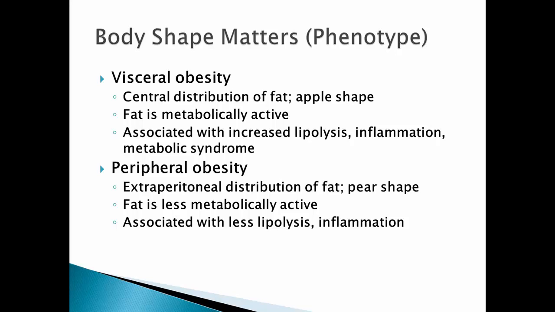Visceral obesity is different from peripheral obesity. Peripheral obesity is not the central distribution of fat, it is the extraperitoneal distribution of fat. So this is the pear-shaped individual. Pear-shaped individuals, this extraperitoneal distribution of fat is much less metabolically active than the centrally distributed fat. It is associated with less lipolysis and less inflammation, in addition to the less incidence of metabolic syndrome.